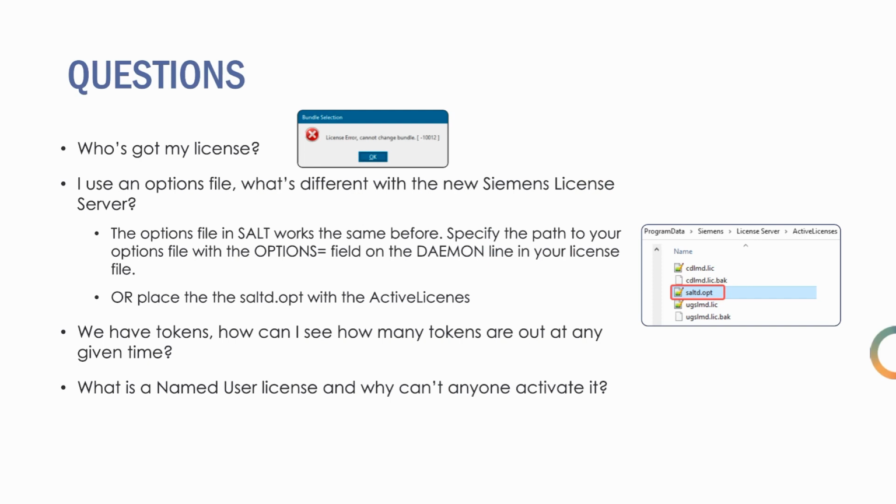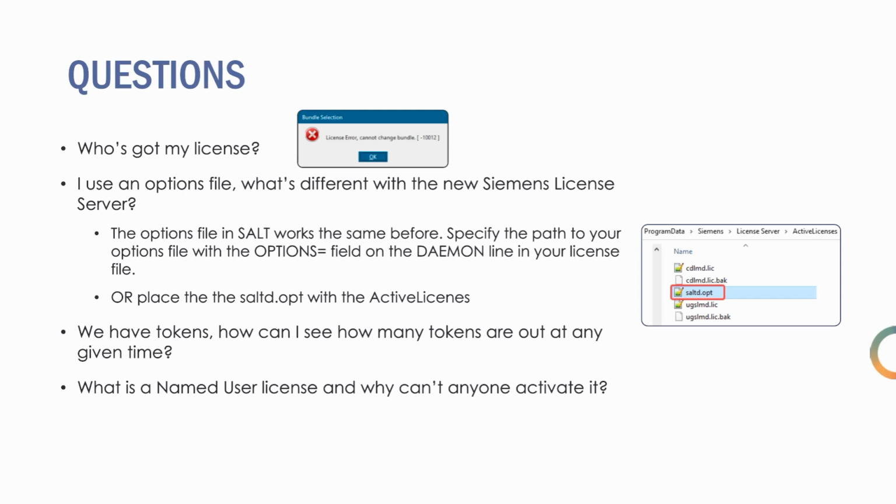One question I get a lot is, who's got my license? I need to get this license. Who's got it? If you're currently using an options file, what's different with the new Siemens license server? Not a lot, just the placement of the saltd.opt file. And you may have tokens. You may have NX design tokens, SimCenter tokens, or what we have is Star-CCM+ tokens for a specific license.